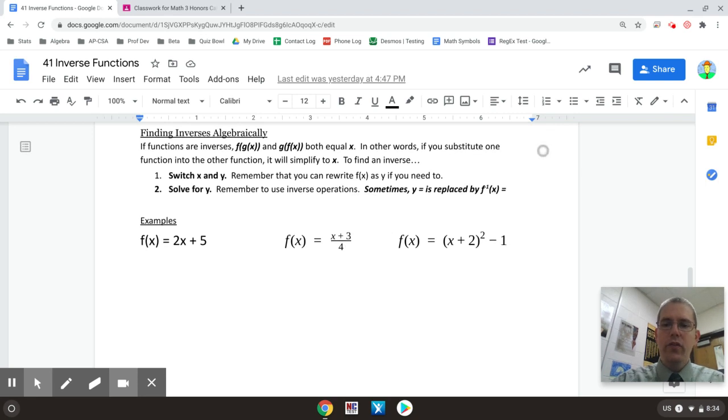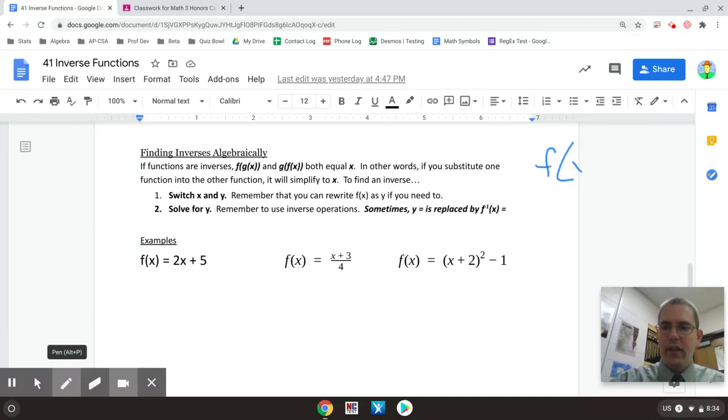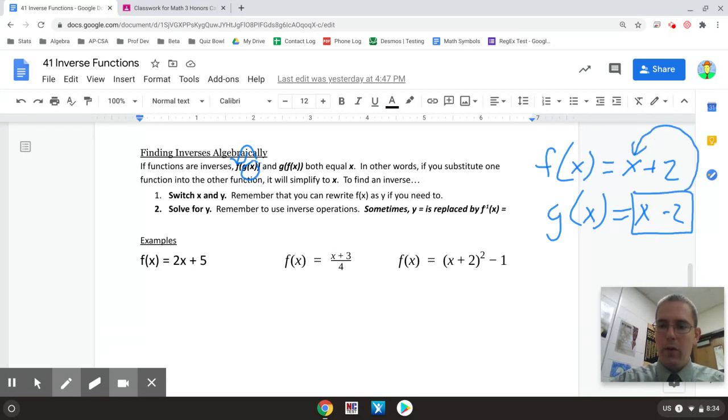Okay, if two functions are inverses, what I can say is that if I have one function f of x is x plus 2, and another function g of x is x minus 2, it is always true that if I plug g of x inside f of x, or vice versa, I should get x. In other words, if I take this x plus 2 and substitute it in where the x is, what I would end up with is x minus 2 plus 2, which will simplify to just an x.